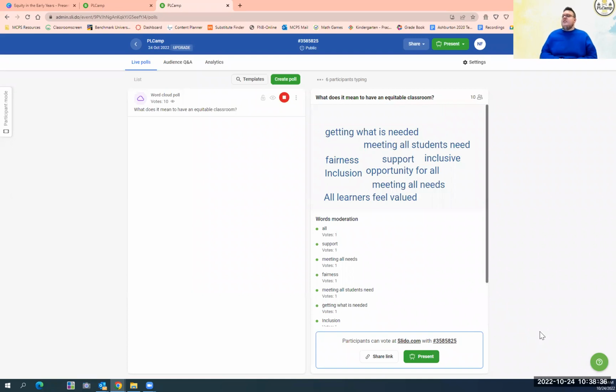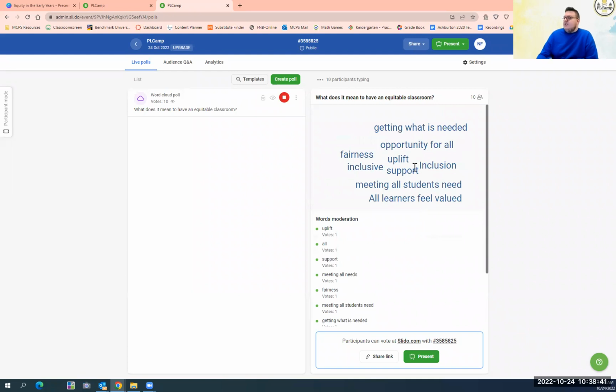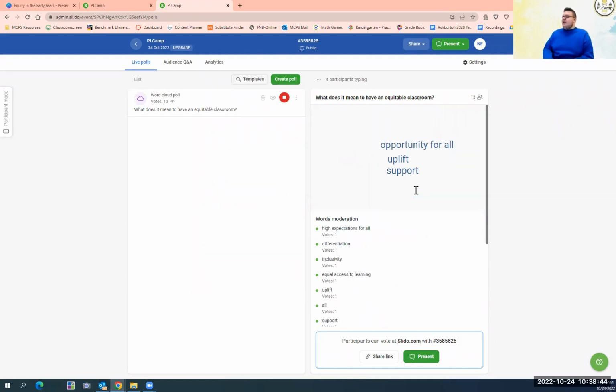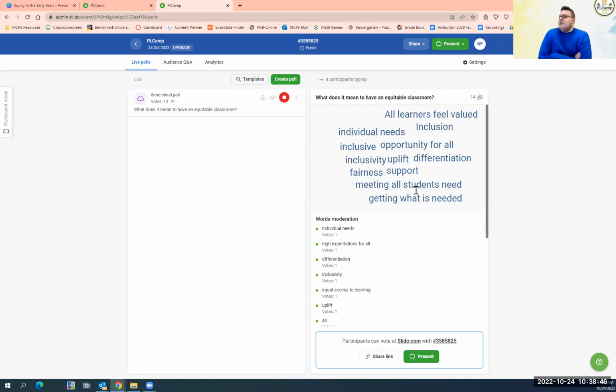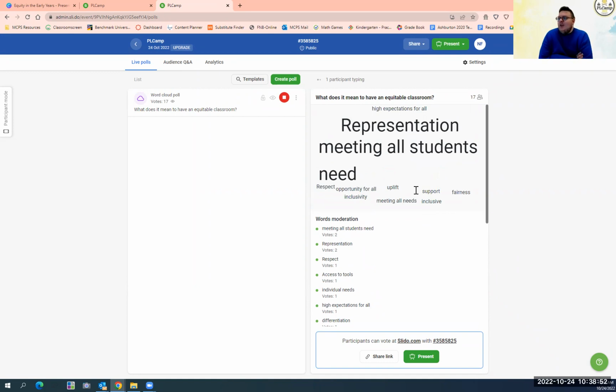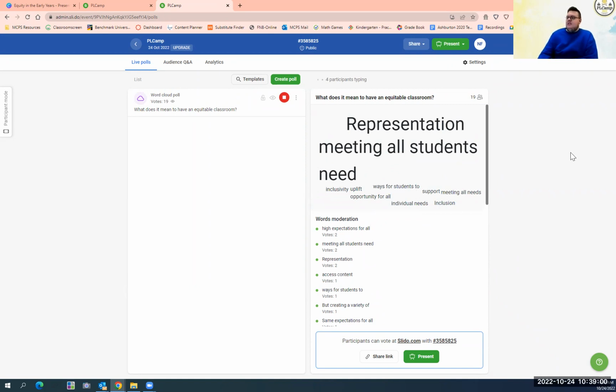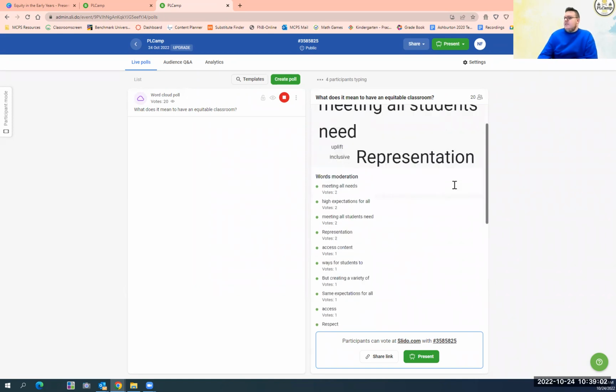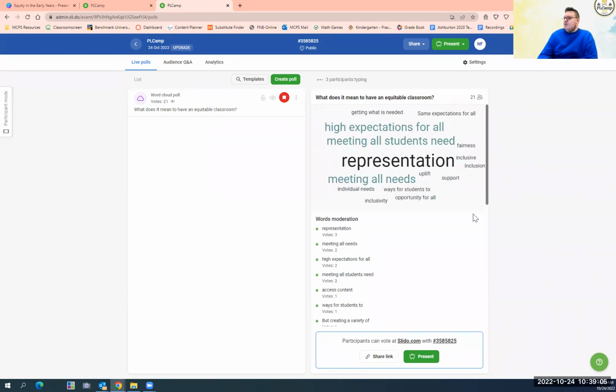I'm going to resume my share here so you guys can see on this Slido. It brings up all of your feedback, what you guys are coming up with. I'm seeing fairness, opportunity for all, uplift and support, representation is big overall, meeting all students' needs. The larger words over here are what you guys are coming up with overall, the big things that you guys are stressing here. High expectations for all, representation.